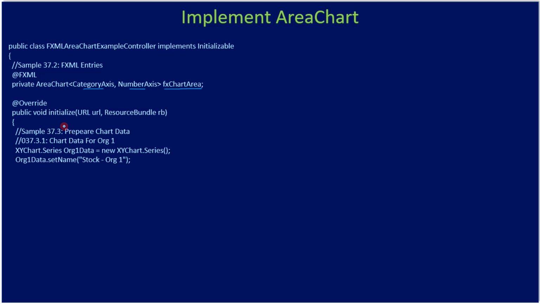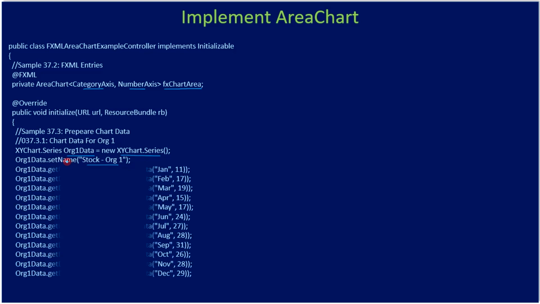Next, as we did previously, we are creating XYChart.Series. This is our first series and we are naming it as organization 1 data. So we are setting the name as stock organization 1, stock price of organization 1. So org1.data set name, that's the function we are calling.